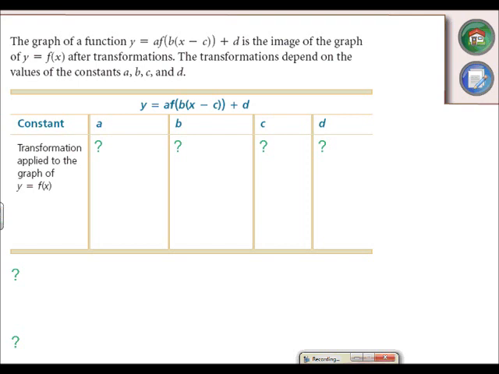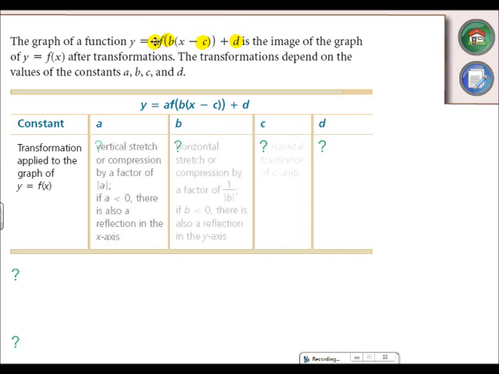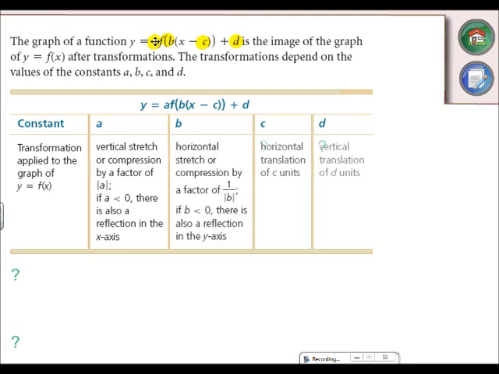And then as you can see in your book there, we've got transformations. We're looking at A, B, C, and D. And they fall exactly along with what we've done in the past. Again, I just don't like to use the word compression. We'll just talk about stretch.